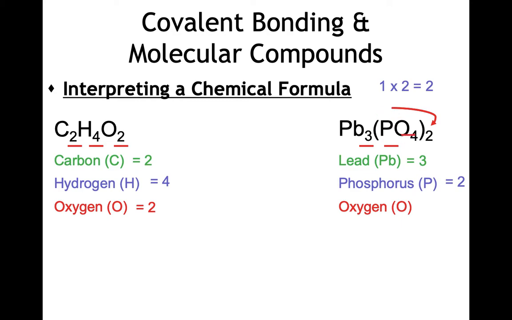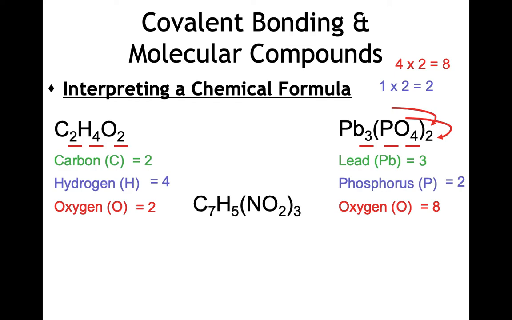The oxygen, we're going to treat in the same way. There are 4 oxygen within the parentheses, but keep in mind that 2 also goes with the oxygen. Again, in math class, parentheses mean to multiply. So we're going to take 4 times 2, and that's going to give us 8 oxygen. Also, if you have an atom that's present in more than one place within the formula, you're going to add those together.